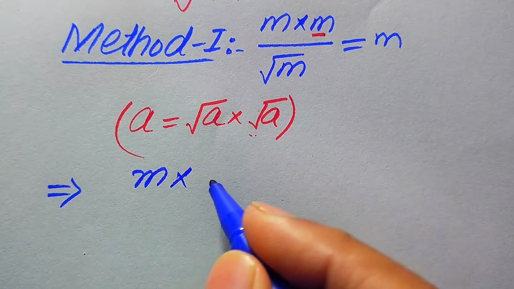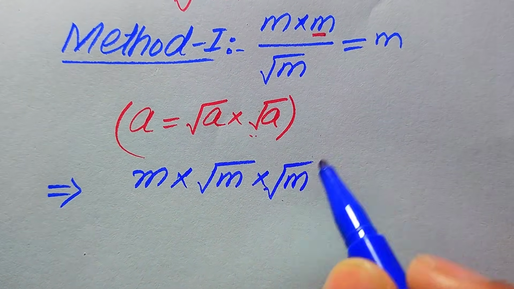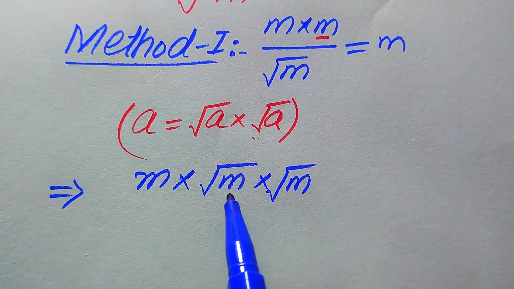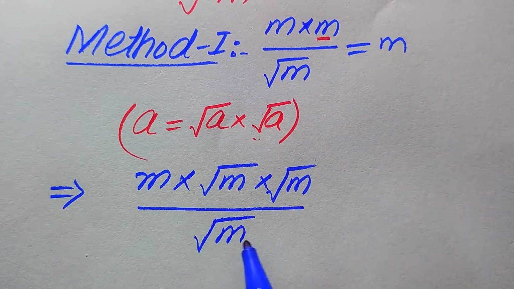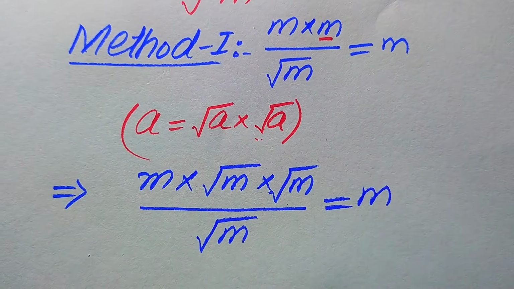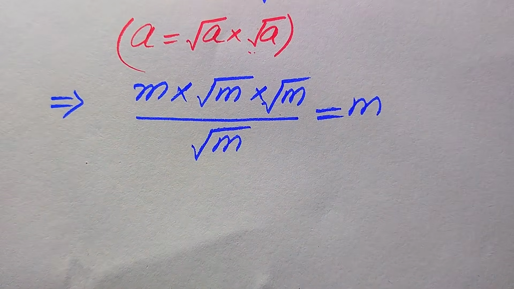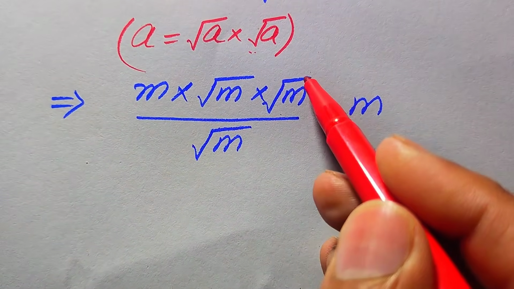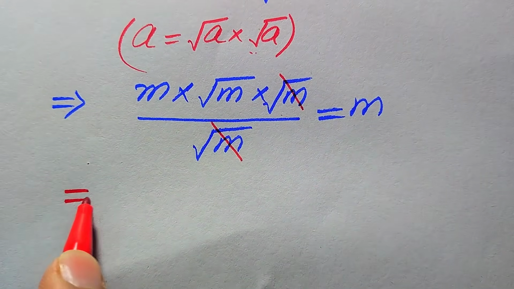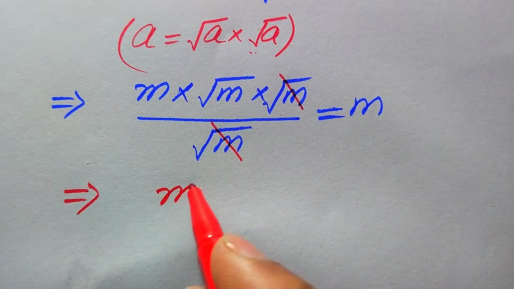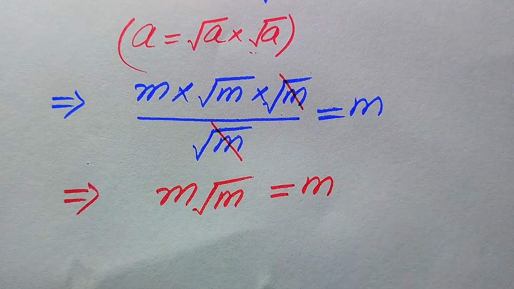So it will be written as m multiplied by square root of m multiplied by square root of m, divided by square root of m, equals m. In the next step we need more simplification. You see here, this square root of m is cancelled out by this square root of m, and after cancellation we get the remaining values: m times square root of m equals m.